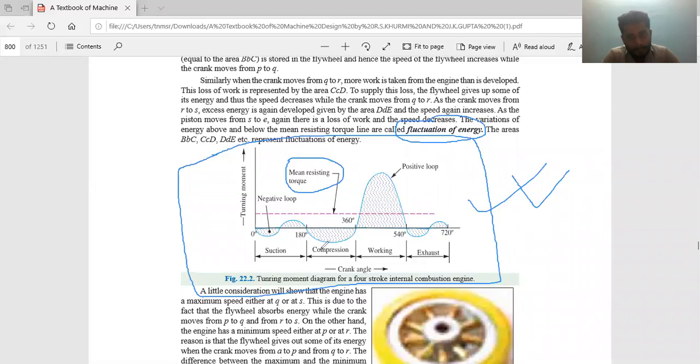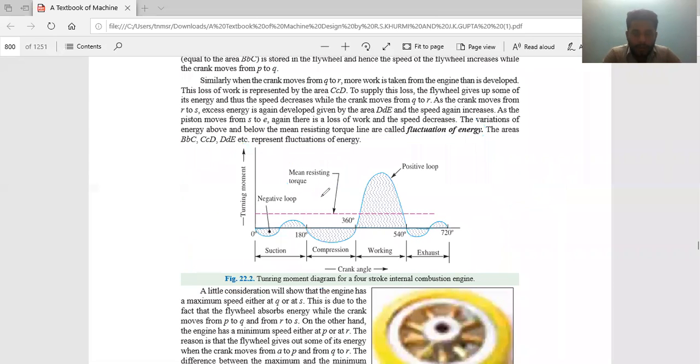Clear? Yes, sir. Fine. This curve is very important, because the flywheel is attached to the engine, and the working of the engine is related to this curve. For 2 marks, only draw the diagram and show the different points. But for 5 marks, you have to give the explanation that I have given you just now. Fine. Let us move forward.